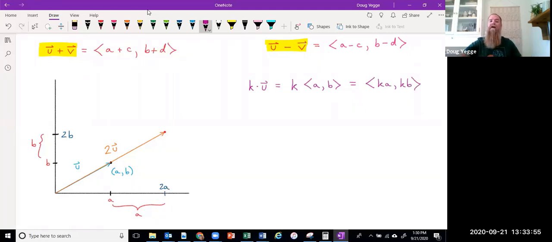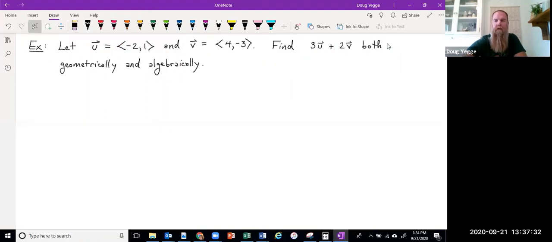So now we can not only geometrically see what's going on when we add vectors, subtract vectors, and multiply by a scalar, but analytically or algebraically, it's really quite simple, because all we're doing is either adding the x and y components, subtracting the x and y components, or multiplying the x and y components by a particular scalar. Let's put all of this together with an example.